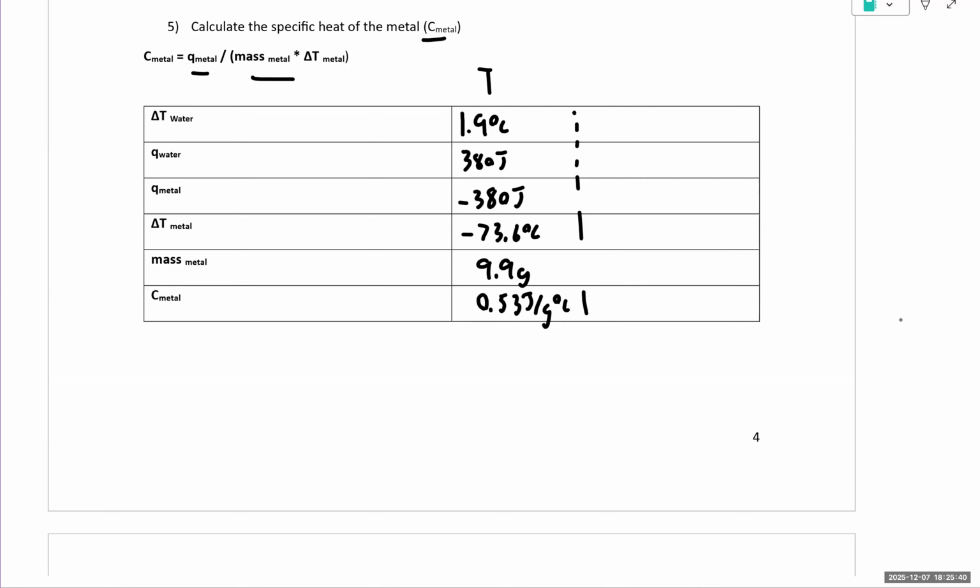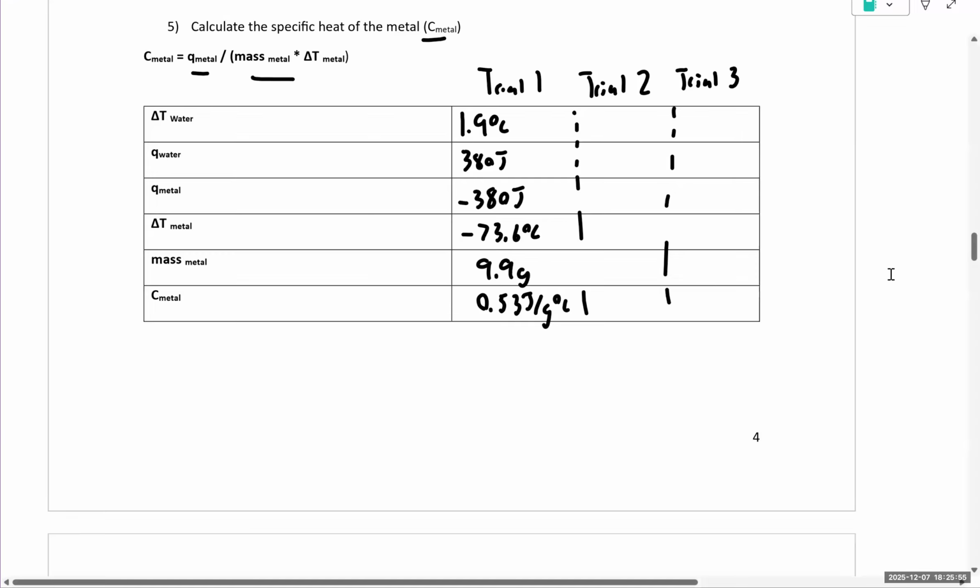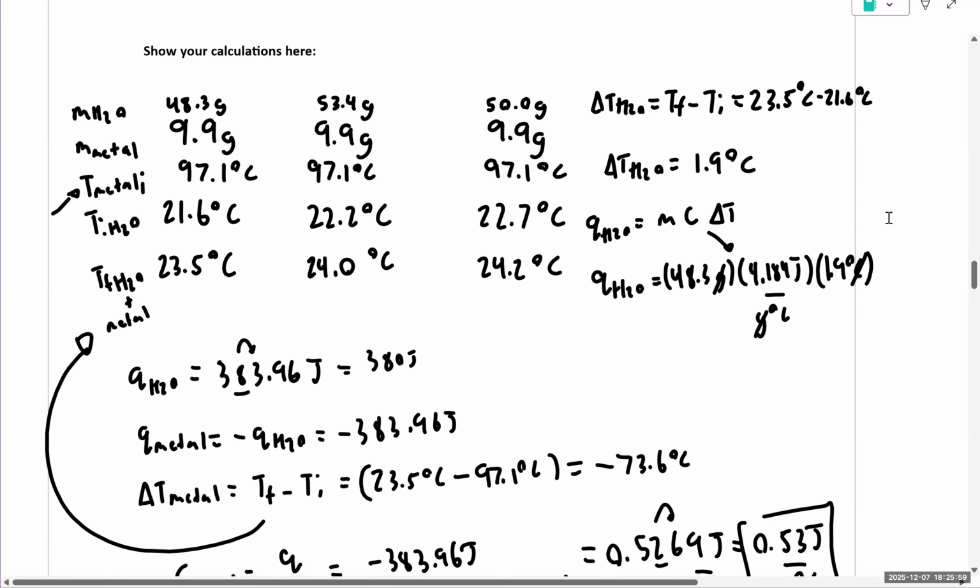I did all of these calculations for trial one. I want to see you include the final values for trial two and trial three in your final report. So you'll do the calculations for trial two and trial three on your own. I've shown you the example calculation for trial one. You'll use the data for trials two and three to do the same calculations.